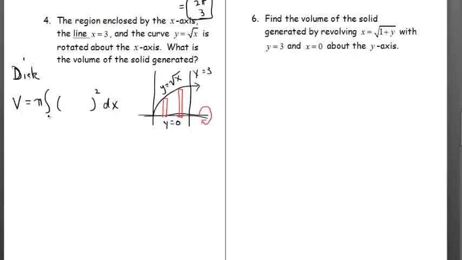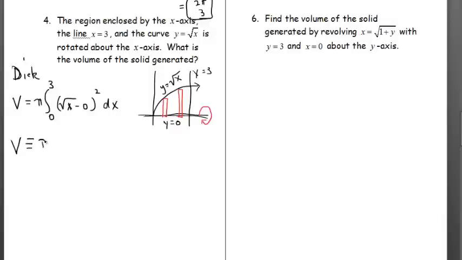All right, your left x is 0, your right x is 3. The radius of all of those little cylinders, those slices, is going to be the top y minus the bottom y. Square root of x minus 0. So this is disk. No gaps.